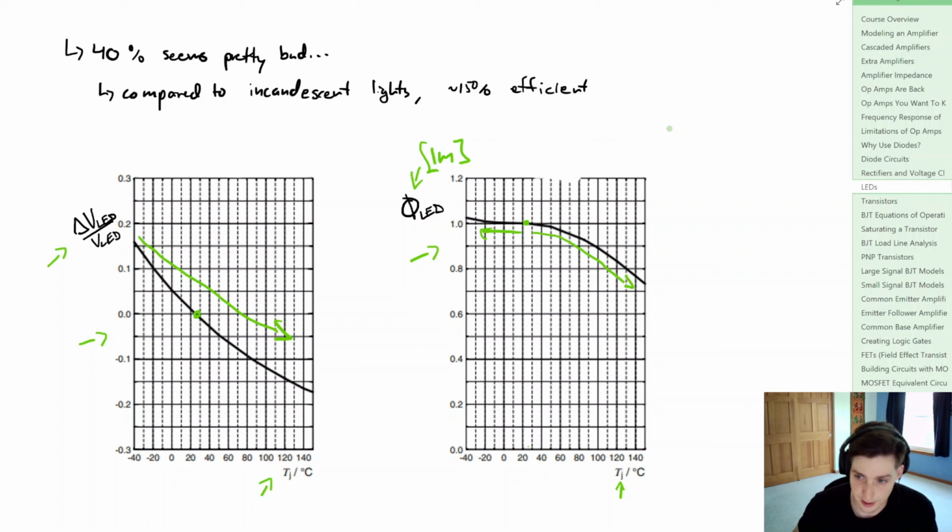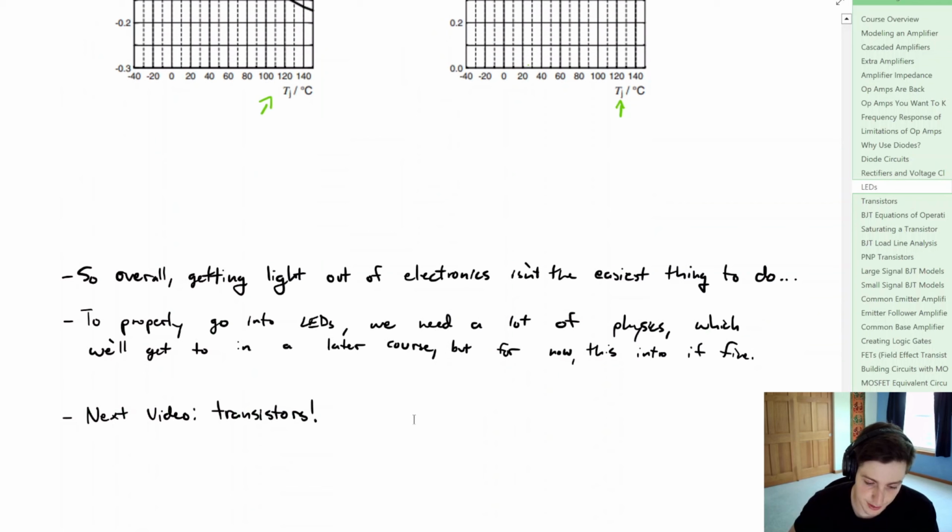So not only does the thermal impact potentially cause this runaway current issue, that runaway current is going to heat up your device, and as that device heats up, it's going to be less and less efficient. And this is one of the big areas of research: how can we make the most efficient LED that's also cost effective? So overall, getting light out of electronics is pretty hard.